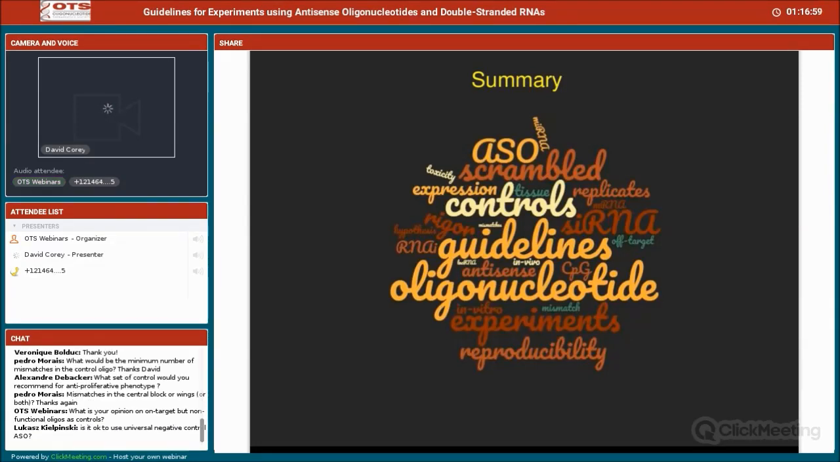Well, I guess, oh yes, there's one more. One more question for you, David. Is it okay to use a universal negative control antisense oligonucleotide? Yeah, that's certainly a good control to use, and it can be valuable, but I think once you've settled on your on-target compound, what would be best is actually to make a couple additional controls that are based on that sequence.